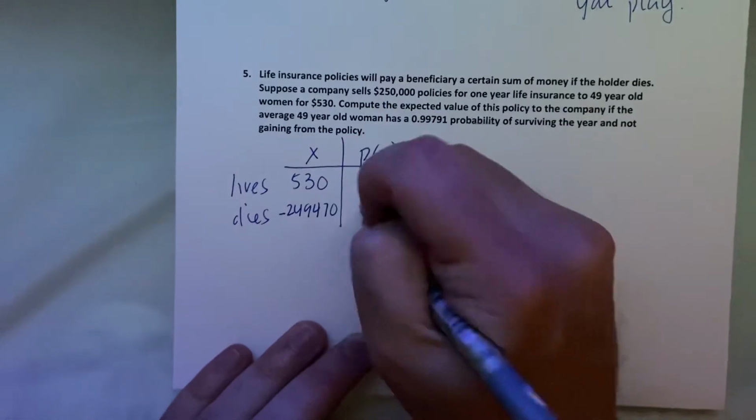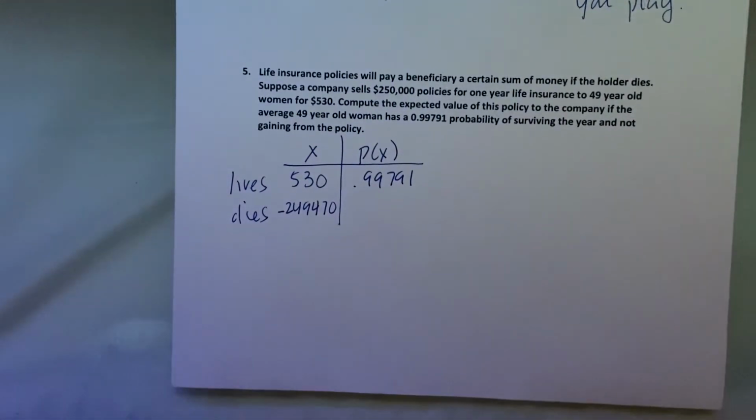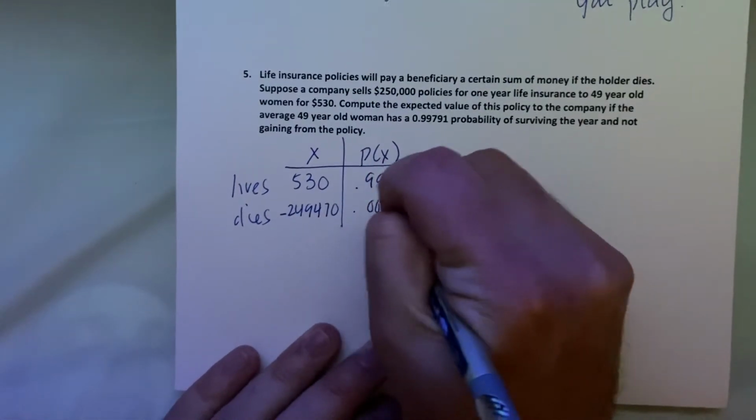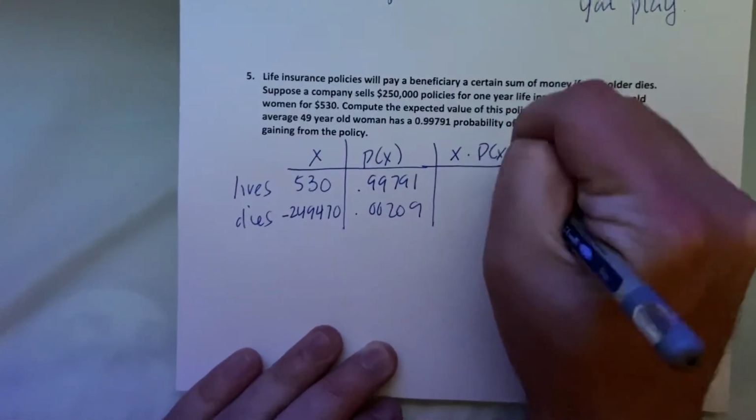What are the probabilities of each of these occurring? We've got 0.99791, and then 1 minus that. 1 minus 0.99791 is 0.00209. And again, you multiply these 2 together.